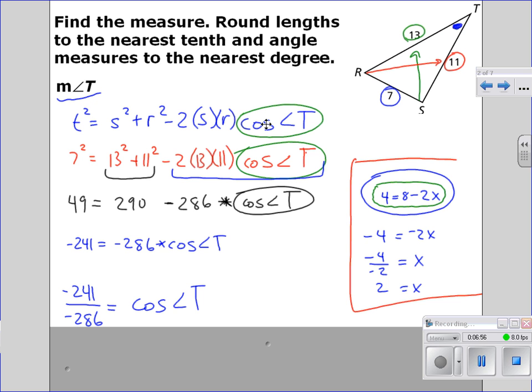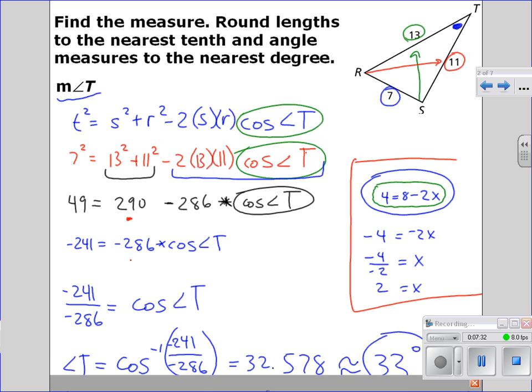So the first thing you're going to need to do is move the 290 first. So subtract 290 from both sides. Okay. Then you're going to divide by negative 286. And now we can say, hey, the cosine of angle T is a ratio, negative 241 over 286. The negatives cancel out. So I say to myself, Mr. Calculator, if I've got the ratio, can you give me the angle, please? And you can say, okay, here you go, sir.